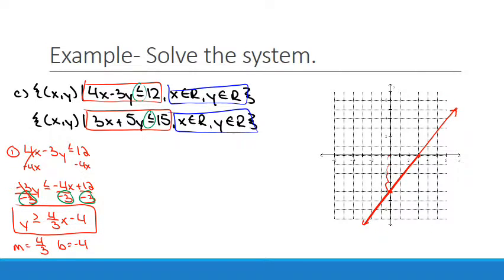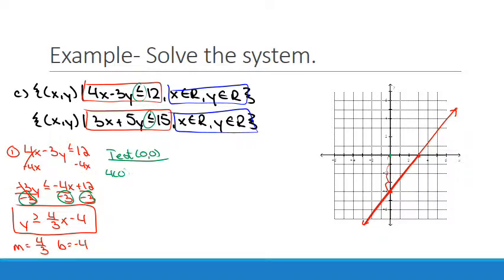Okay, so there's my first line. It's solid because it was an equal to, and I get to shade in my kind of lazy way because they're real numbers. So I need to determine though, am I going to shade above or below that line? So 0, 0 can be back in play because that's not on the line. So I'll test it real quick.